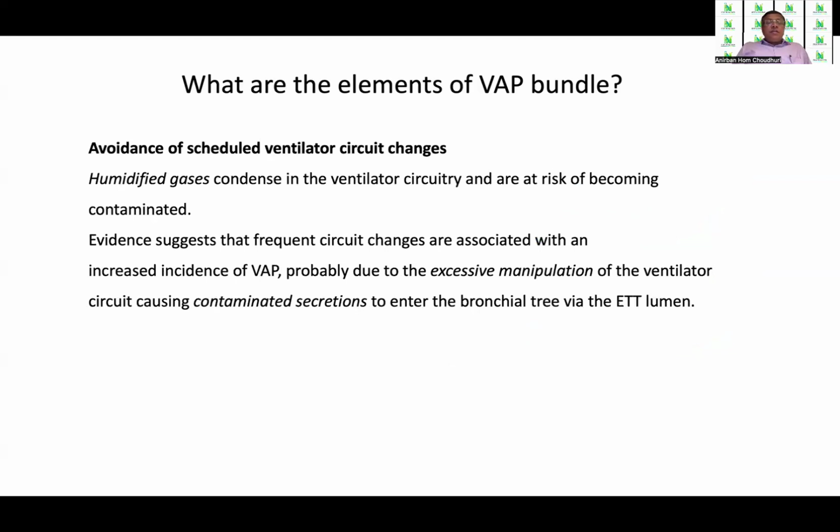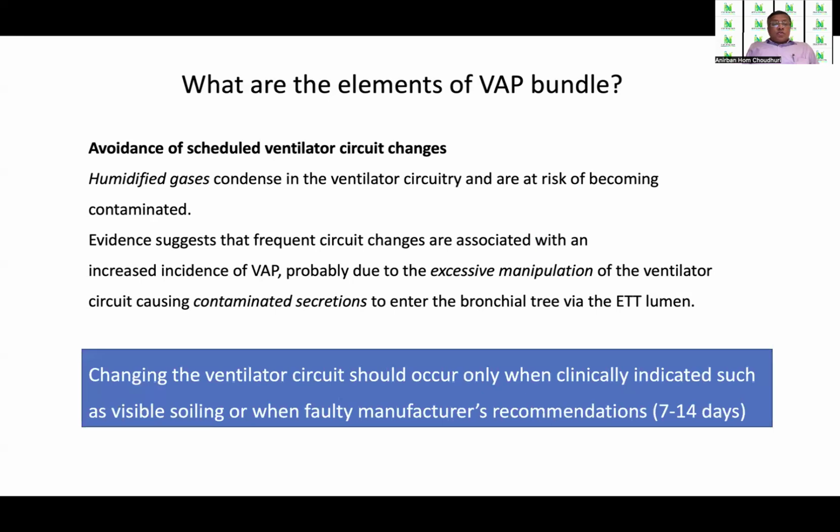Avoidance of scheduled ventilator circuit changes. We know that humidified gases condense in the ventilatory circuit and are at risk of becoming contaminated. Evidence suggests that frequent circuit changes are associated with increased incidence of VAP due to excessive manipulation of the ventilator circuit, which causes contaminated secretions to enter the bronchial tree via the ETT lumen. So changing the ventilator circuit should occur only when clinically indicated, such as when there is visible soiling or when the manufacturer's recommendations demand so, not as a routine procedure.